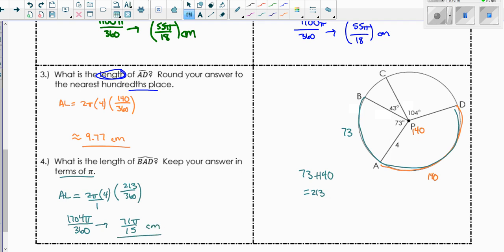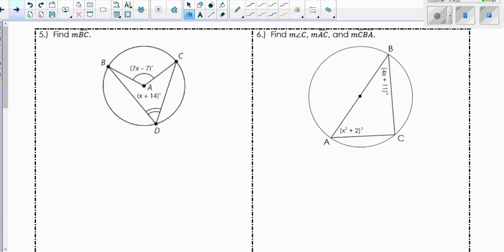And there we go. All right, so that's a couple problems with arc length. That should be enough. Let's now start going back to central angles and inscribed angles and show you some more equations that you can do.